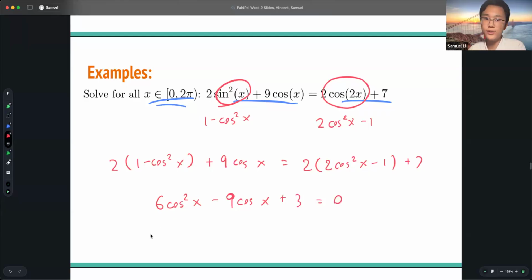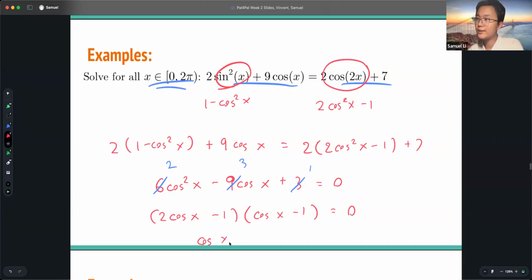Okay, so now we can apply a similar technique. We can treat the cosine x as a whole. And we get something like this. Of course, first getting rid of the 3 that's on the right-hand side. So we divide both sides by 3, then we can factor it, or use the quadratic formula if you like. And yeah, we just have to solve cosine of x equals a half or 1. And you can find that x must be 0, pi over 3, or 5 pi over 3.